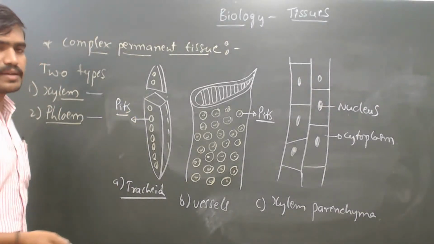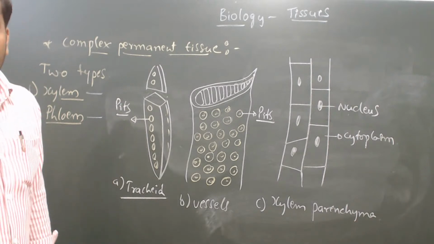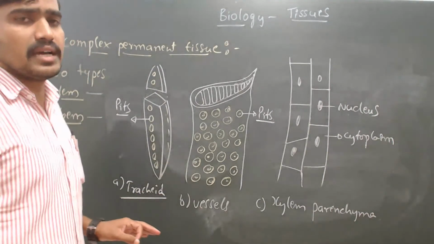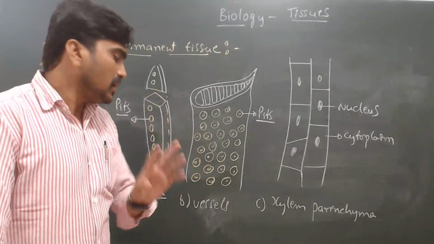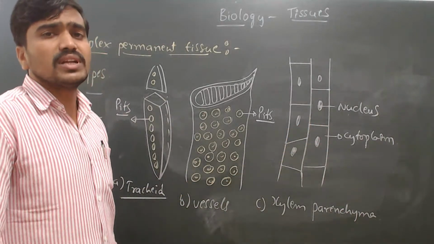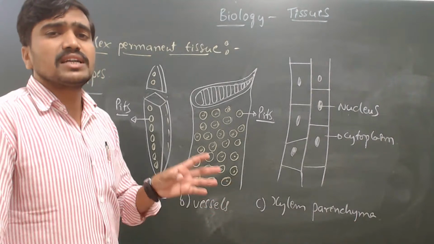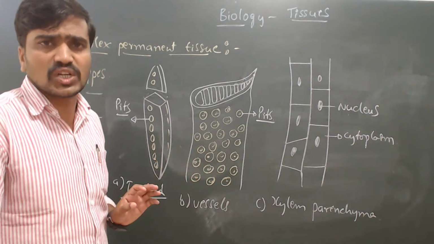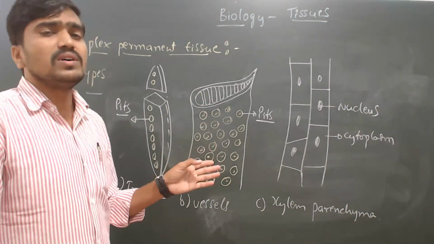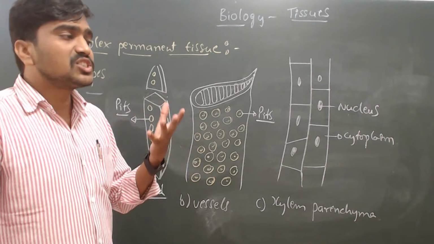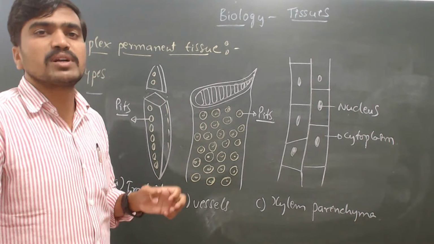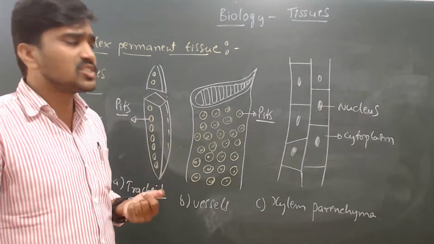Now, observe the diagram carefully. I said already, xylem is known as water conducting tissue, and xylem contains four components: tracheids, vessels, xylem parenchyma, and lastly xylem fibers. Fibers are nothing but thread-like structures, very hard in structure. Fibers provide strength and support to the plant. Why? Because fibers are thread-like structures, very hard in structure.